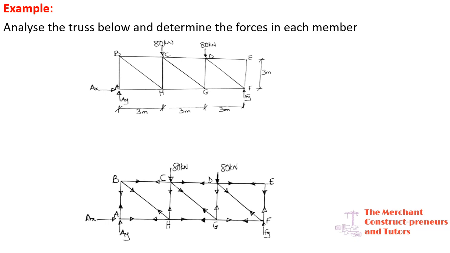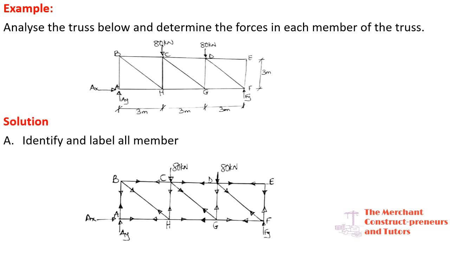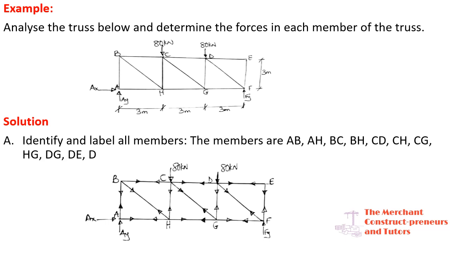So this is the truss that was resolved in the last lecture that I handled, and we are going to analyze this truss and determine the forces in each member. First, we identify all the members. We have members AB, BC, CD, DE, EF, FG, GH, HA, and the diagonals BH, CG, DF, which we have listed here.